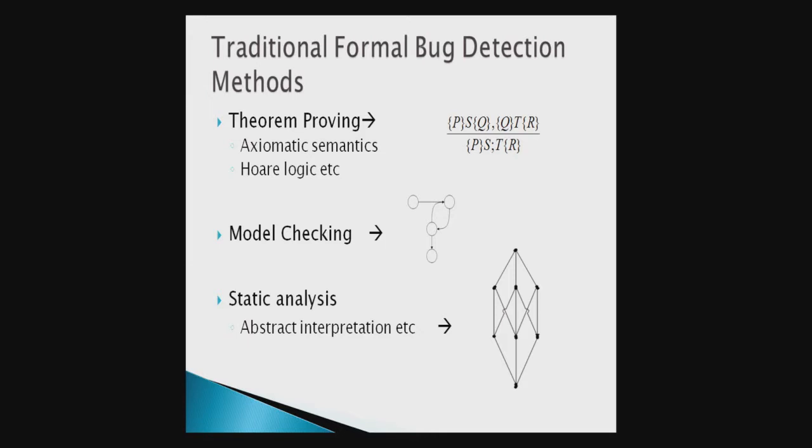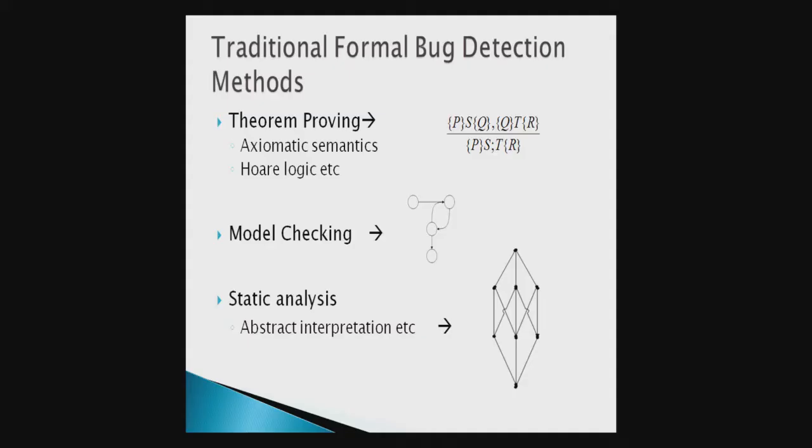There are a number of traditional methods from formal methods to detect bugs and vulnerabilities. We had things like theorem proving, and people might have heard of that secure kernel that was proven to be free of certain particular runtime bugs by NICTA. They based this on constructing verification conditions and using axiomatic semantics and Hoare logic to build proofs that asserted the correctness of the program. There are other approaches such as model checking, and model checking essentially enumerates over the state space of a program and looks for specific properties of that program being true or not.